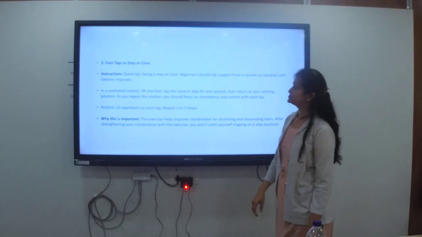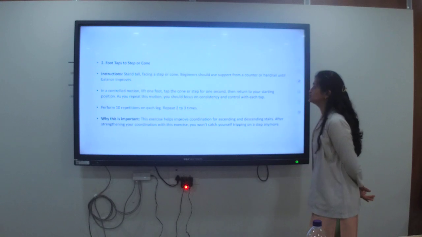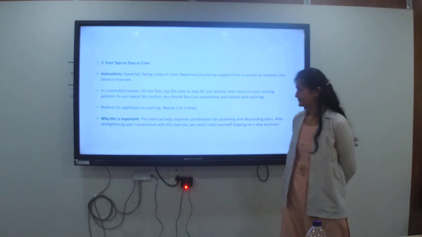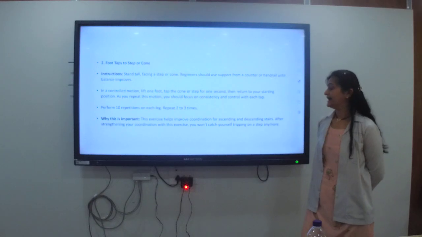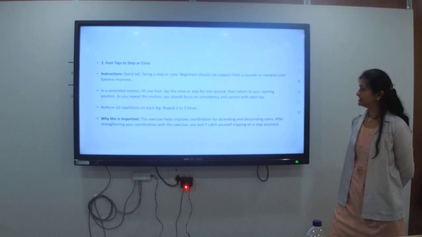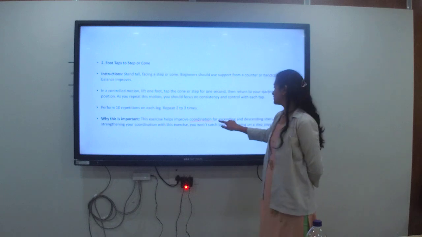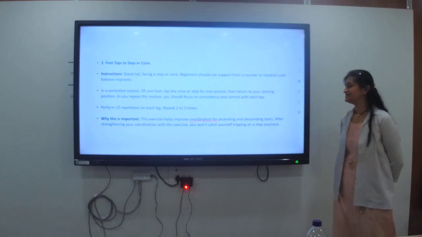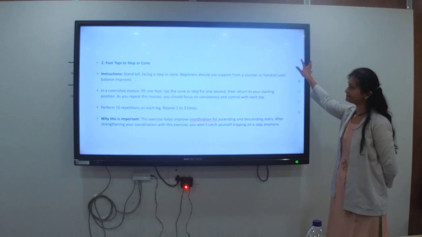Second is the foot taps to step or hold. So what instructions will you give? Stand tall, facing a step or hold. Beginners should use support from a counter or handrail until the balance improves. For this, you have to give 10 repetitions for one leg, and repeat it 2 to 3 times. Now this is important. Why is it important? Because it improves the coordination for ascending and descending stairs. After strengthening your coordination with this exercise, you won't catch yourself tripping on a step anymore.